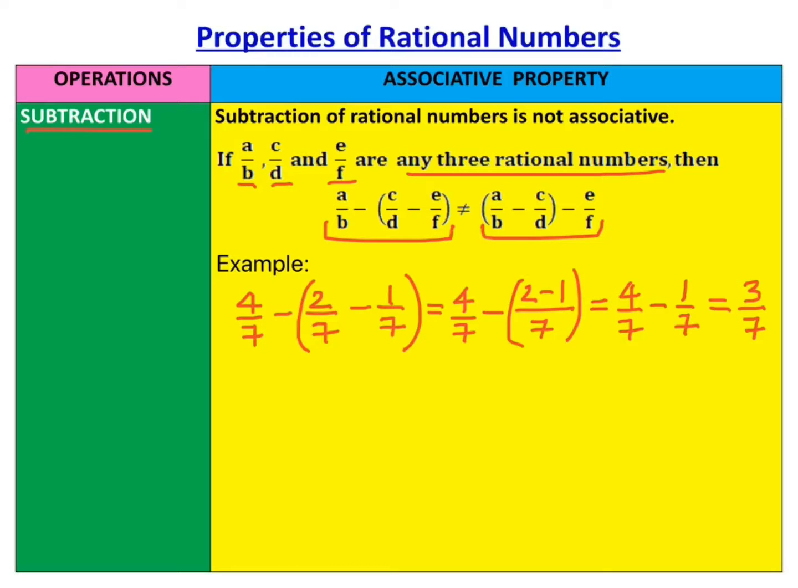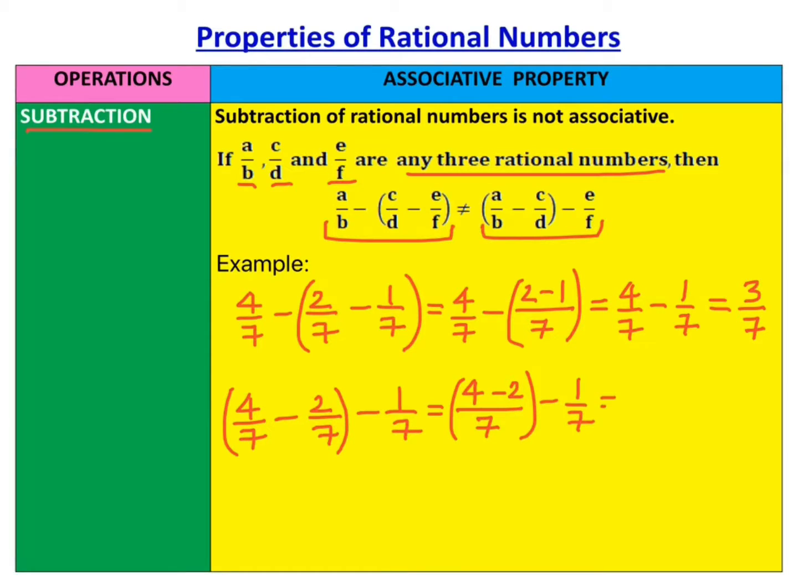Now let's take the same rational numbers, 4 by 7 minus 2 by 7 minus 1 by 7. And now this time let's group the first two rational numbers. And now let's simplify this expression. First let's simplify inside the bracket. We have the same denominator, so we'll take 7 as the common denominator and simplify the numerators. 4 minus 2 minus 1 by 7.